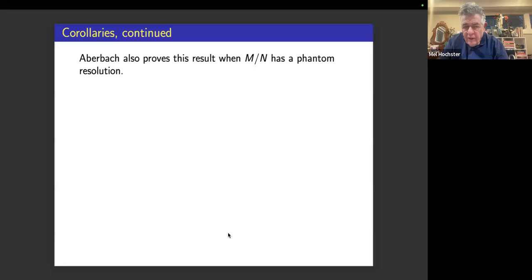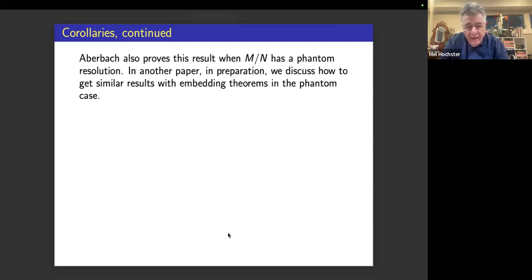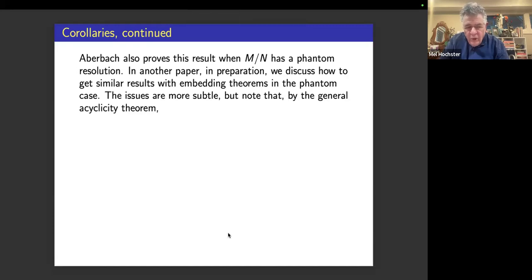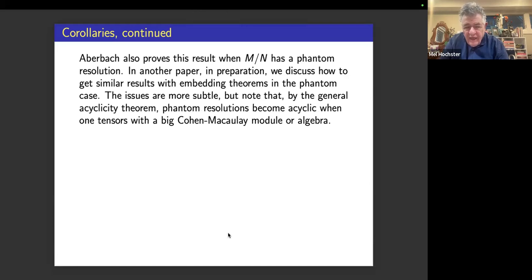Now, Ian also proves the result when the quotient has a finite phantom resolution. And Yongwei and I also have a way of getting similar results with embedding theorems in the phantom case. But there are all kinds of new issues. Our embeddings aren't actually true embeddings. They're phantom embeddings in a sense, in which the kernel is in a tight closure. So that's a whole new set of complexities, and I'm not really going to focus on that here. But there's one point I do want to make that comes up in the phantom results. Phantom resolutions become acyclic when you tensor with a big Cohen-Macaulay module or algebra.